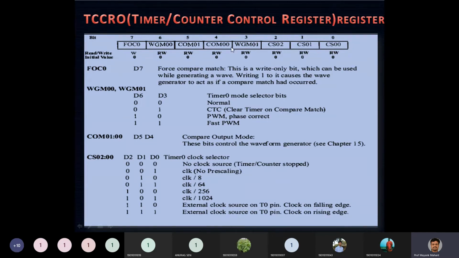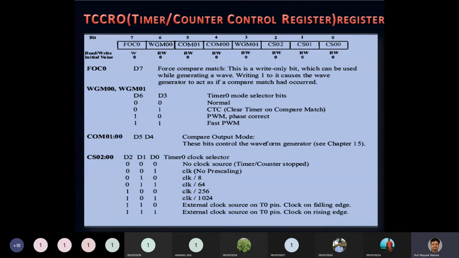All the other values are 0, but CS02, CS01 and CS00 is being loaded with the value 001. That means I am selecting no prescaler. I am directly using the clock of the system to drive the counter. As soon as I provide the source of a clock to my counter register, the counter will start. So by doing this, you will start your counter in the normal mode. Am I clear?